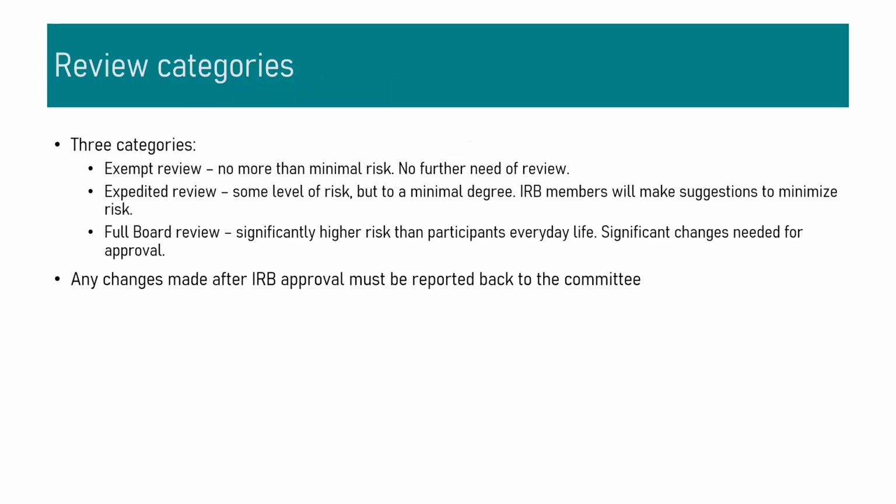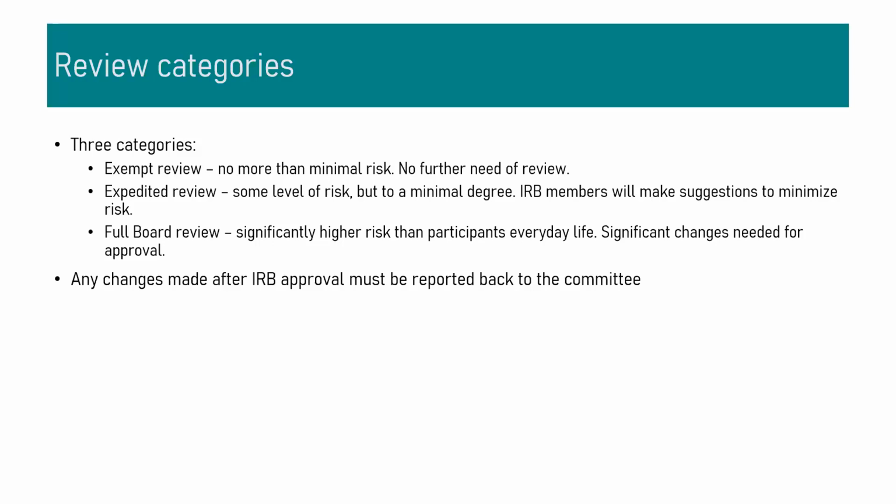Okay. And then finally, once the IRB has reviewed the contents of your research study, they're going to process your experiment under 3 separate categories. So there's an exempt review, an expedited review, and a full board review, also known as a convened review.